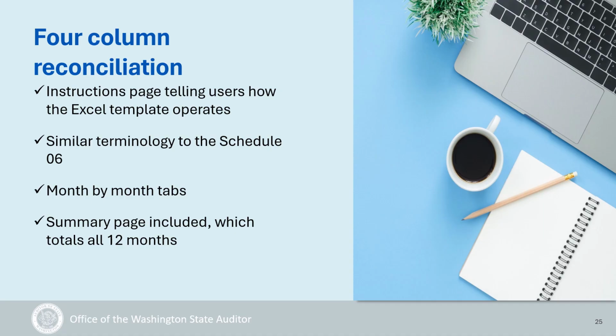Another resource that's in the same category of our resource library is an Excel spreadsheet that poses as a 4-column reconciliation. This resource includes instructions for how to use it, as well as similar terminology to the Schedule 06. It provides a month-by-month reconciliation as well as a summary page. This spreadsheet has been built out by our teams and includes the proper equations to assist in ensuring that all reconciling processes are occurring and reconciling the proper way.